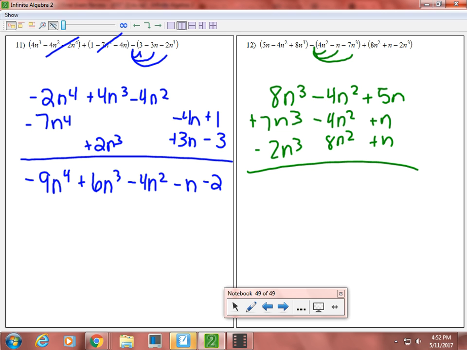So 8 and 7 gives me 15. Take away 2 is 13n squared. And then negative 4 and negative 4 is negative 8 and positive 8. So there isn't going to be anything there. And then the last one is 5, 6, and 7 n's. So it's 13n squared plus 7n. Okay, so those are pretty simple ones.